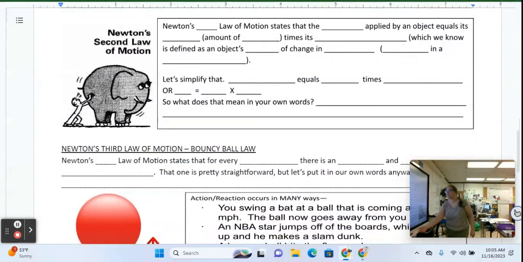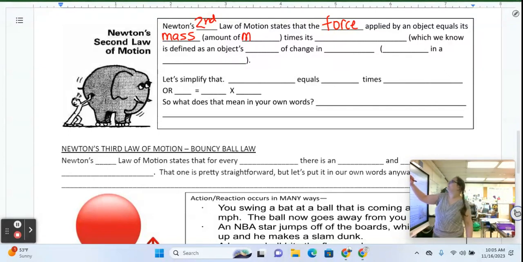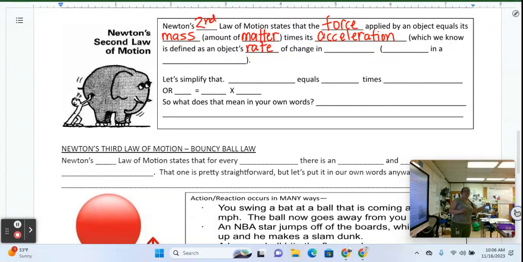All right. Newton's second law of motion states that the force applied by an object equals its mass, which is defined as the amount of what? That other M word? Matter. Times its acceleration. And we know that acceleration is the object's rate of change in velocity. Distance over time is speed. Speed in a direction is velocity. The rate of change in velocity is acceleration.